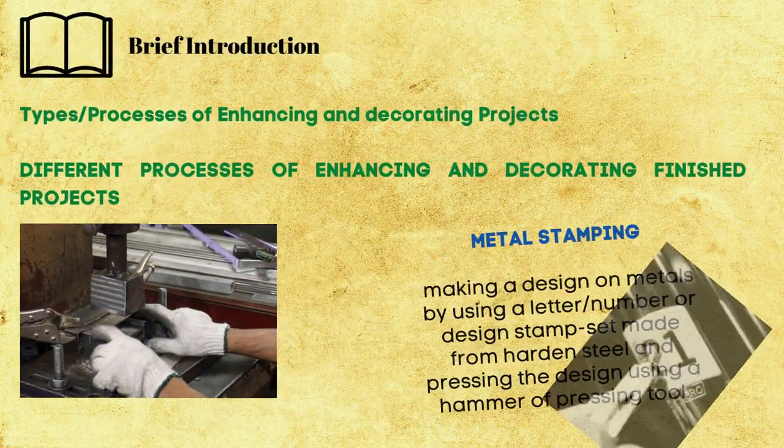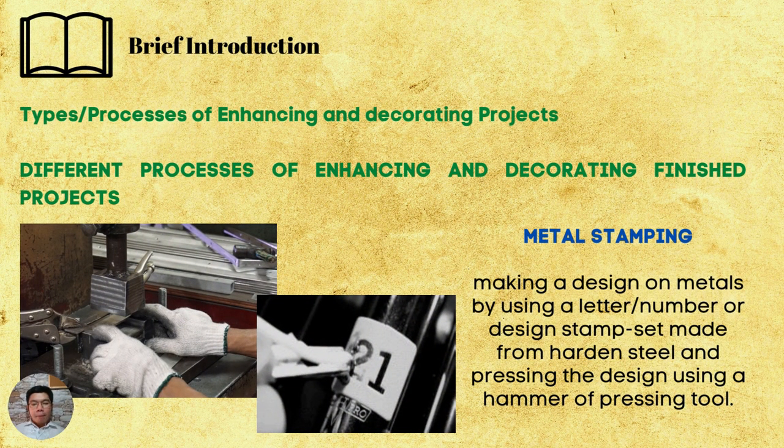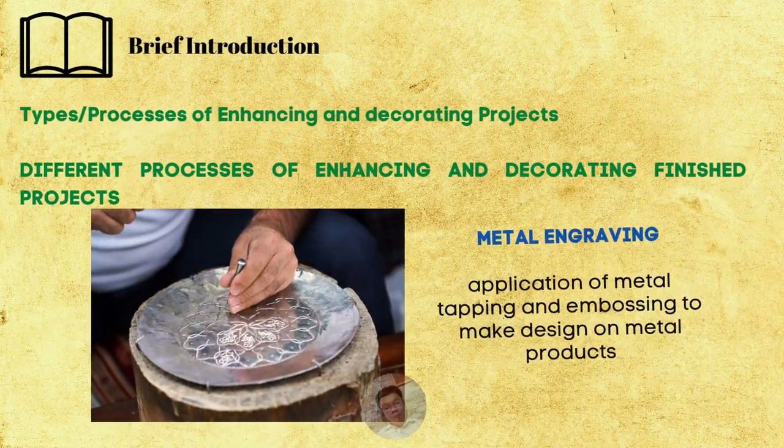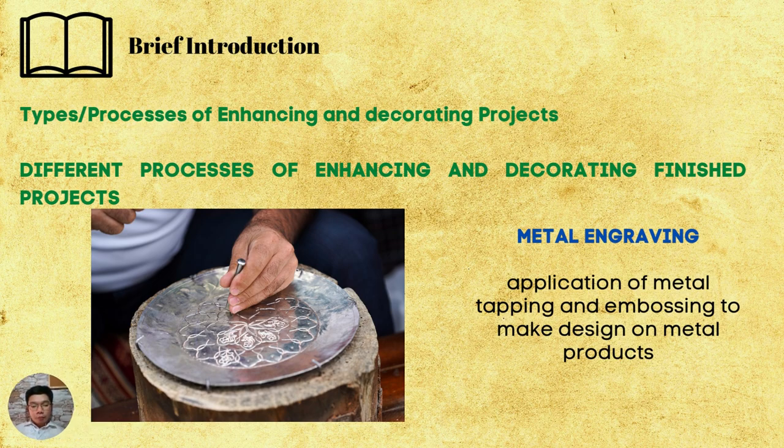The next one is the metal stamping, making a design on metals by using a letter or number or design stamp set made from hardened steel and pressing the design using a hammer or pressing tool. And the last one is the metal engraving. So it is the application of metal tapping and embossing to make design on metal products.